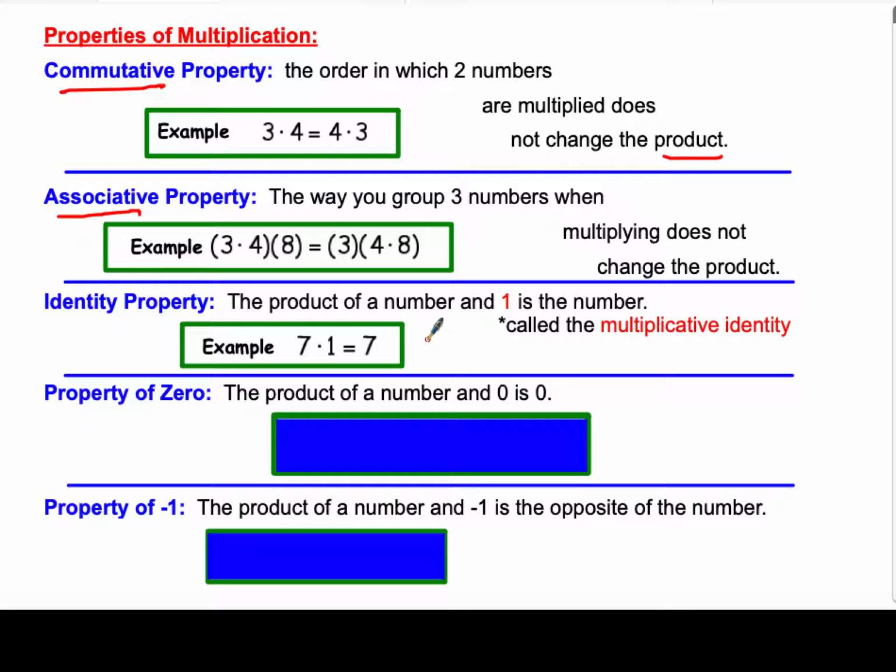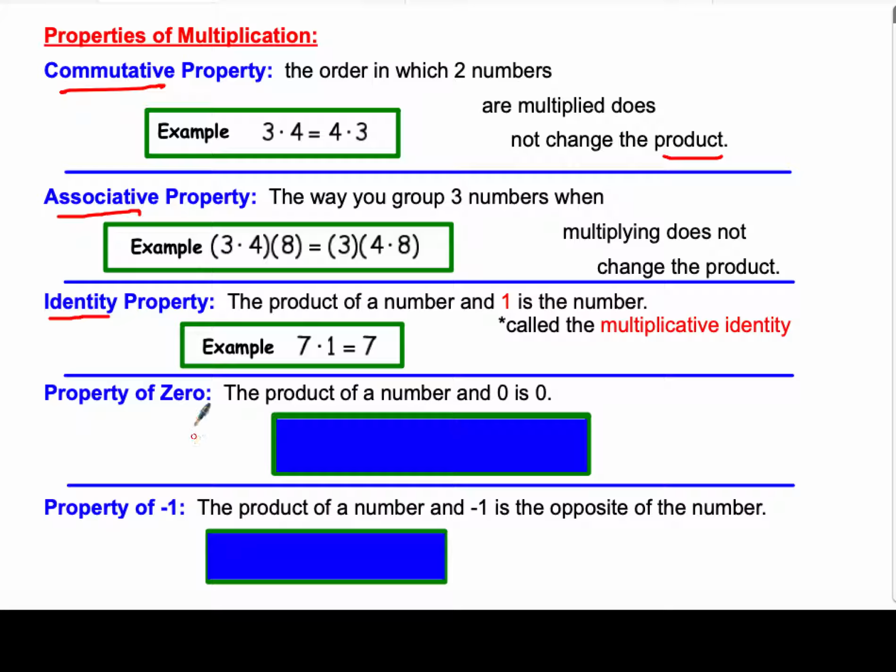The identity property, now this one's a little bit different than addition. Remember that in addition, the identity property was to say if you add 0, a number won't change, right? Well, when it comes to multiplication, if you multiply by 1, 1 is what we call the multiplicative identity. Remember again, 0 is the additive identity, 1 is the multiplicative identity. If you multiply by 1, nothing changes, right? 7 times 1 would be 7. So again, we call that the identity property. The number didn't change. It kept its identity.